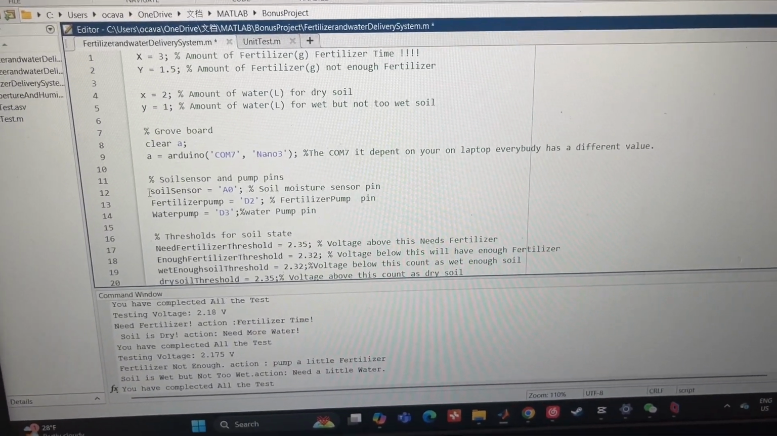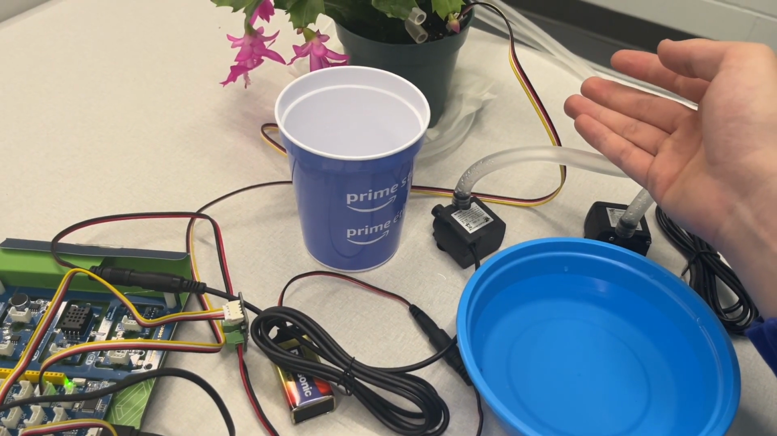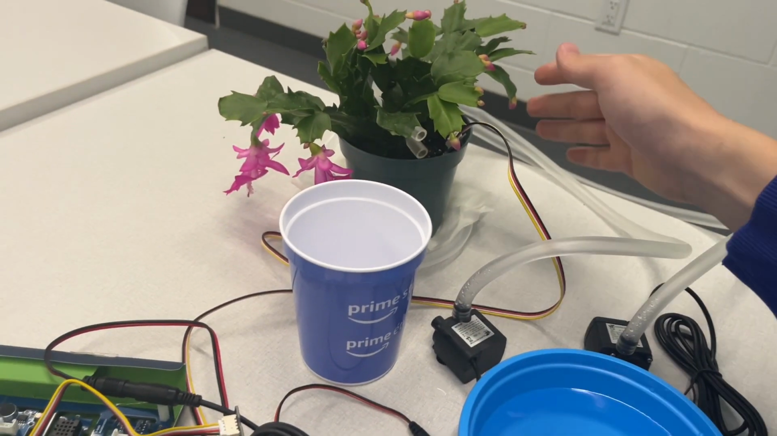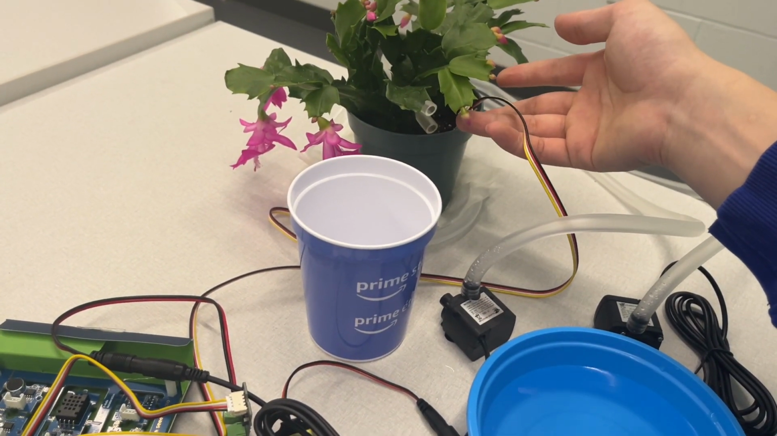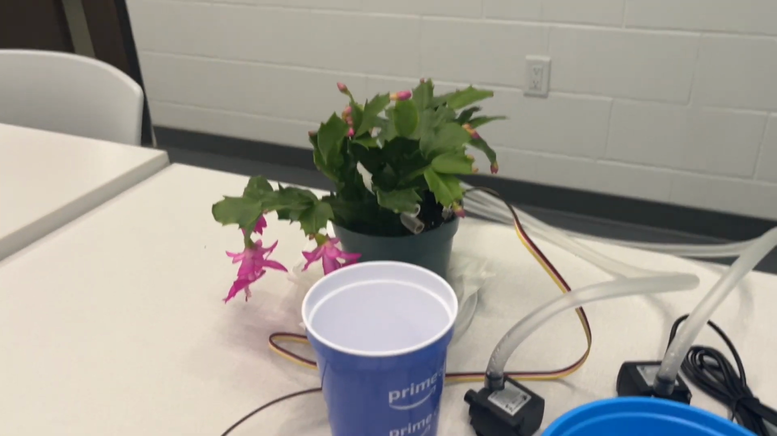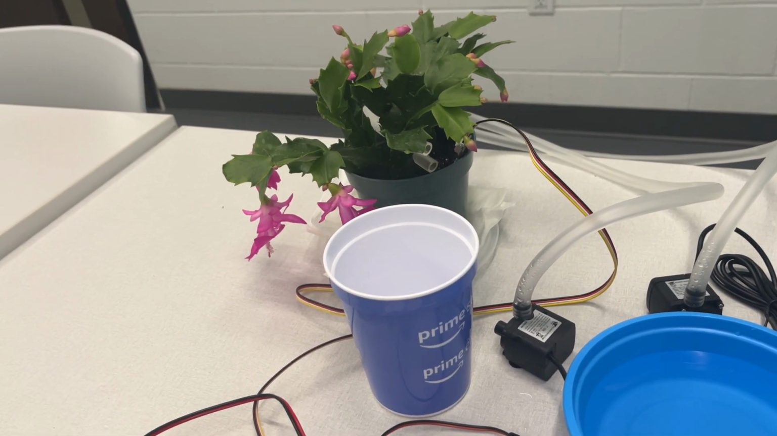And also the soil moisture sensor is connected here. As you can see, on the right side is the water pumping system. On the left side is the fertilizing pump system, which is going to be inserted in here, and the water is going to be in here. And then here is the soil moisture sensor that's going to get the voltage value for the soil that's inserted.